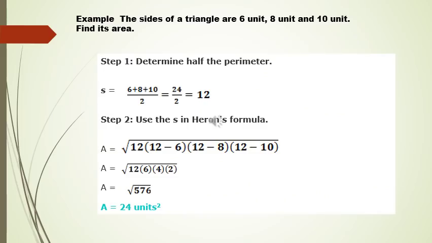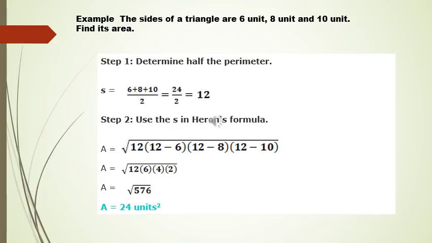Now let us see how to find the area of a triangle when its three sides are given using Heron's formula. There are only two steps. In the first step we find the semi-perimeter denoted by S. We find it by adding the three sides and dividing the sum by 2. So 6 plus 8 plus 10 is 24, divided by 2. The semi-perimeter will be 12 centimeters.